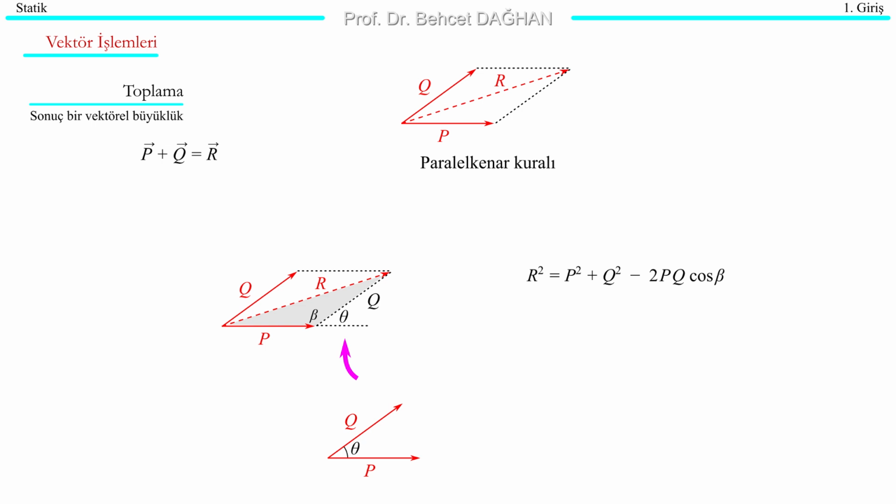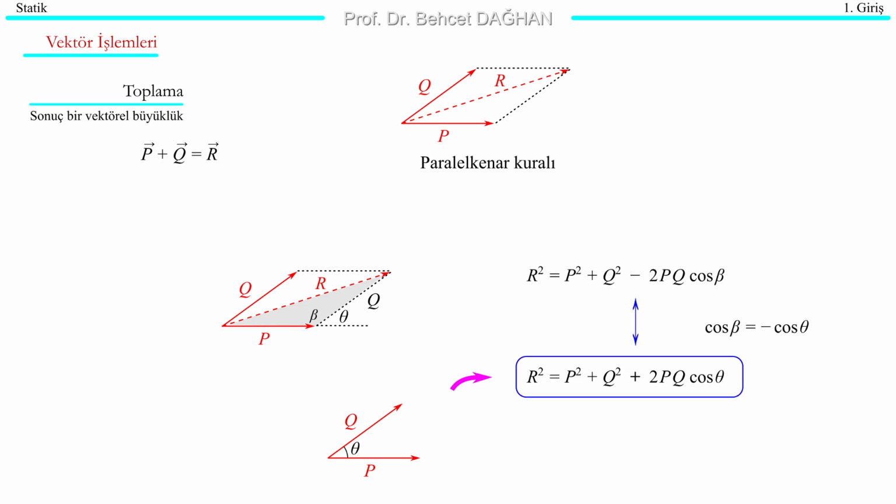Their cosines are equal, but one is equal to the negative of the other. Cosine beta is equal to minus cosine theta. If we write minus cosine theta instead of cosine beta in the above equation, the minus in front of it becomes plus. We write a plus instead of a minus sign in the cosine theorem. This is the relation for the resultant of two vectors with a known angle between them and known magnitudes.